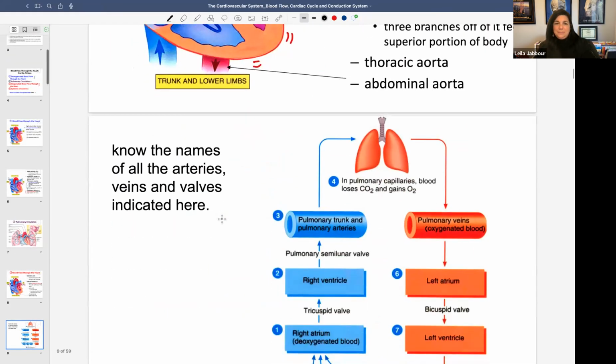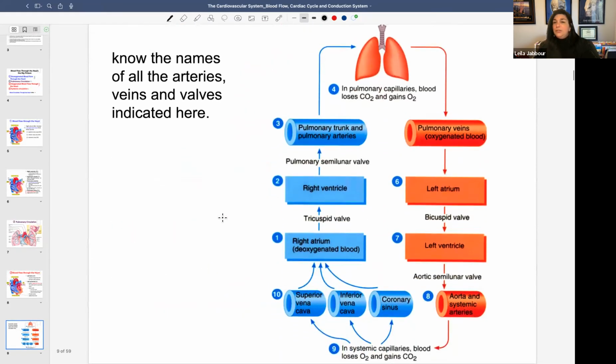Okay, so you need to know the names of all of the structures, the names of the vessels, the arteries and the veins, the names of the valves, whether they're semilunar valves or the atrioventricular valves. You need to know the order of that flow.